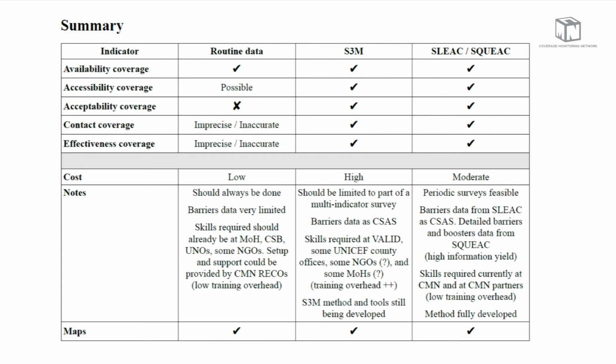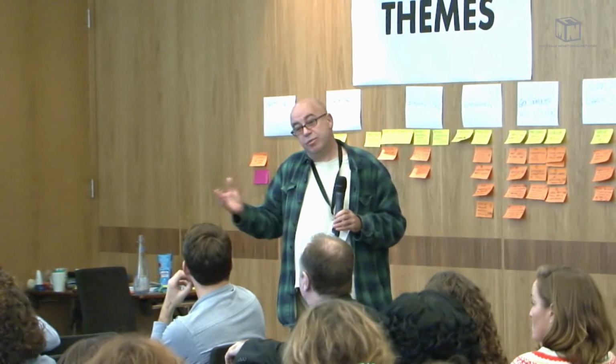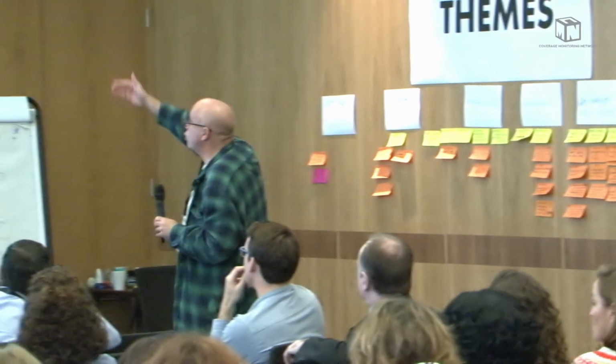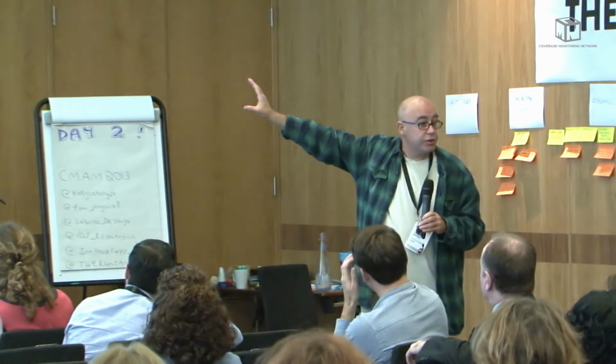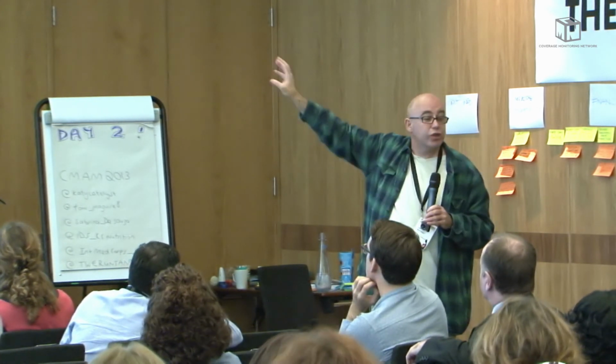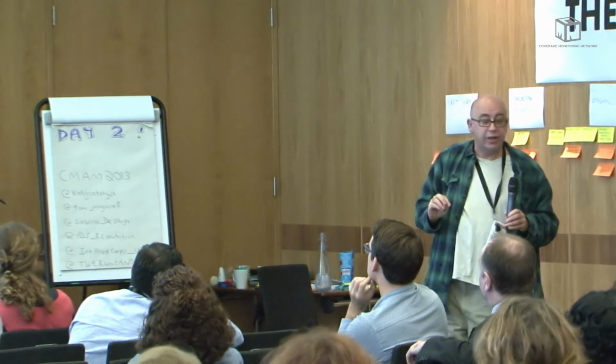The spatial statistics are pretty complex, but they're not as complex as conditional kriging or these sorts of things where you have to go to oil companies to get these, and the person will be charging you $5,000 a day for the services. Yeah? SLEEK and SQUEAK, its costs are low to moderate. Low to moderate. Yeah? Periodic surveys are feasible because the cost is low to moderate. Yeah? Barriers data from SLEEK is the same as the barriers data from CSAS.